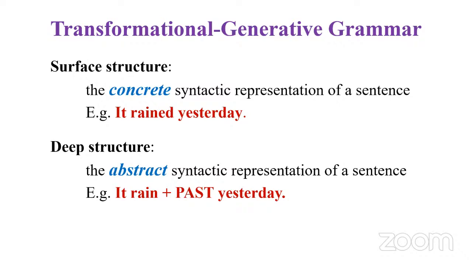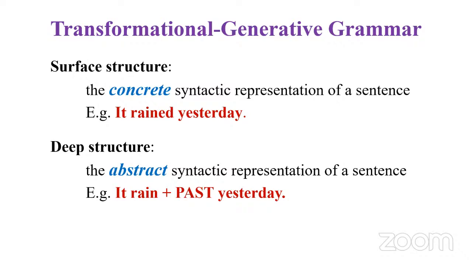So this we have in our mind, a kind of a mental lexicon. And this structure is called deep structure. And this comes out in the form of "it rained yesterday." So that is the surface structure. People can hear that. So that is a concrete one. This is an abstract one.